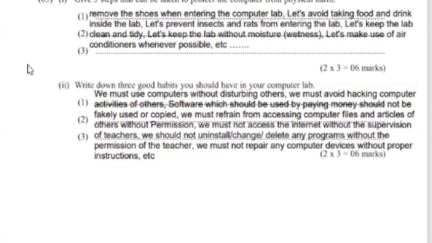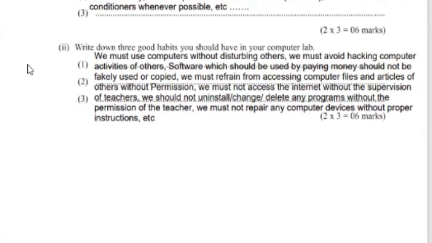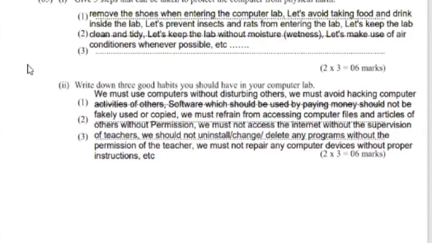Last one. Write down 3 good habits you should have in your computer lab. We must use computers without disturbing others. We must avoid hacking the computer activities of others. Software which should be used by paying money should not be fakely used or copied. We must refrain from accessing computer files and articles of others without permission.